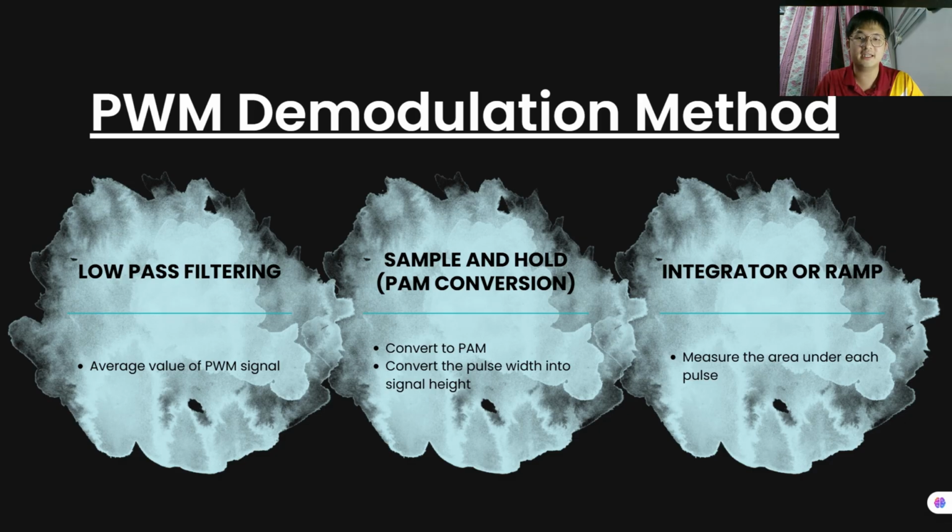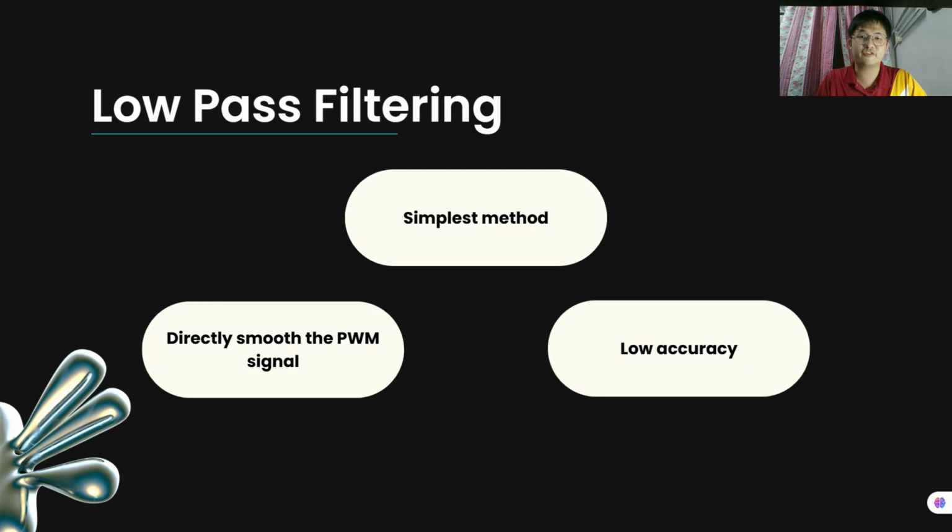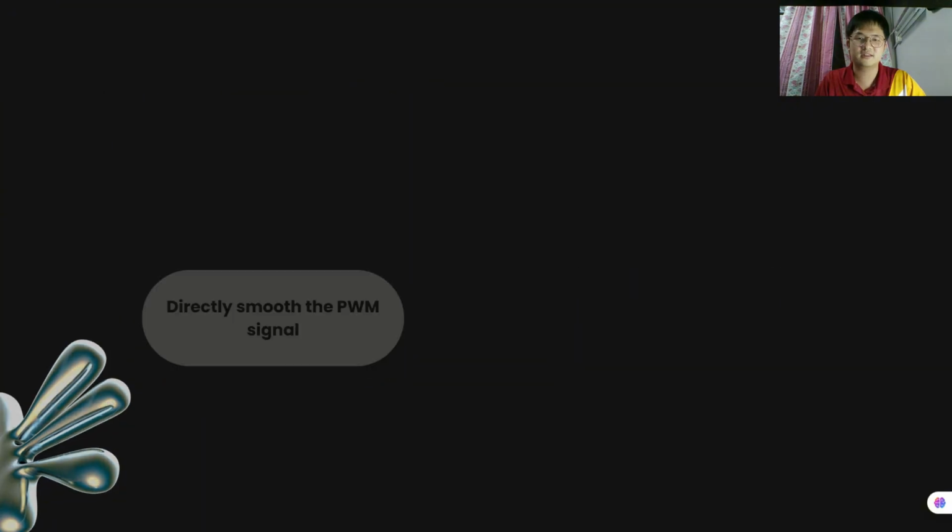You can think of them as three different ways of understanding the pulse. The first method is the low-pass filtering method, and it is also the simplest one among these three methods. In this method, we directly smooth the PWM signal. The fast switching pulses are averaged out, and what remains is a smooth waveform. You can imagine it like blurring a fast flashing light until you only see its brightness. This method works well when you only care about the average level, but it's not very accurate.